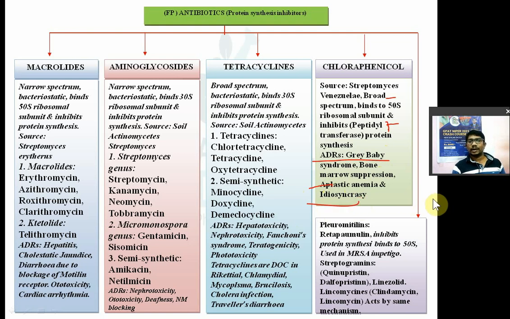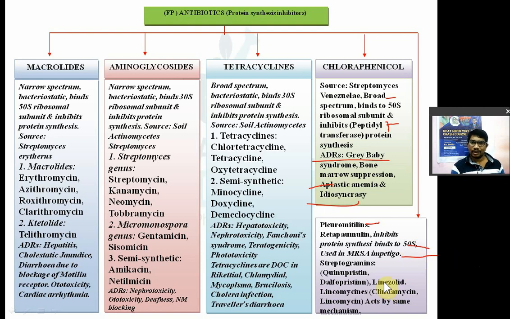The fifth class of antibiotics which inhibit protein synthesis are known as pleuromutilins. In that you have retapamulin, which inhibits protein synthesis by binding to the 50S ribosomal subunit, and it is used in methicillin-resistant Staphylococcus aureus infections, particularly impetigo.